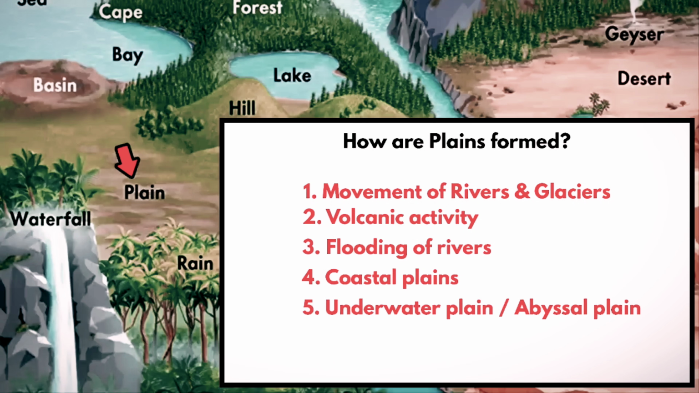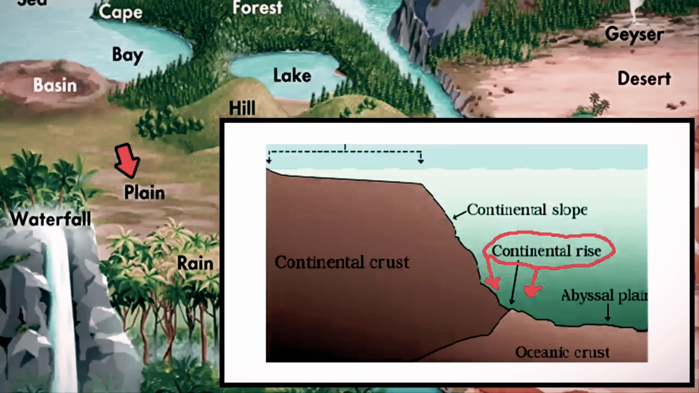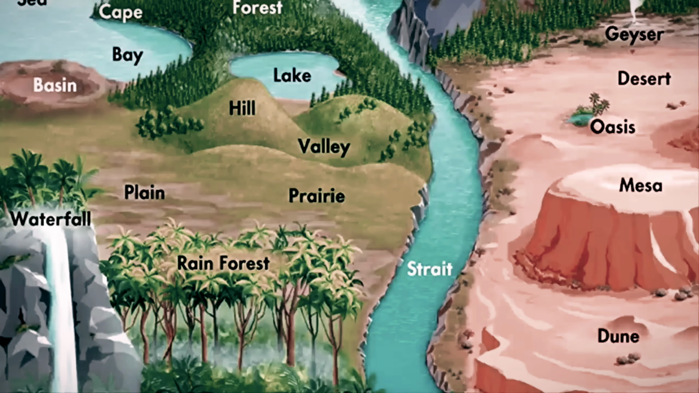And then there are underwater plains, which are also called abyssal plains. You will find them at the bottom of the ocean. These plains are 5,000 to 7,000 meters below the sea level. And that is why these plains have not been thoroughly studied. But scientists say that these underwater plains are among the flattest, smoothest places on Earth.